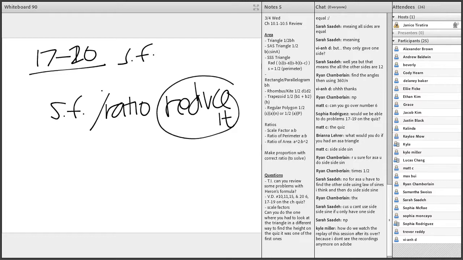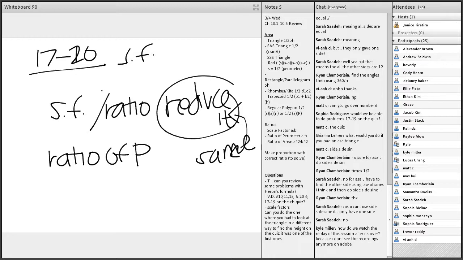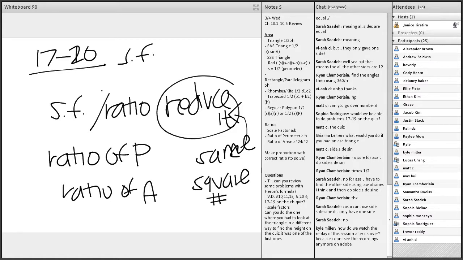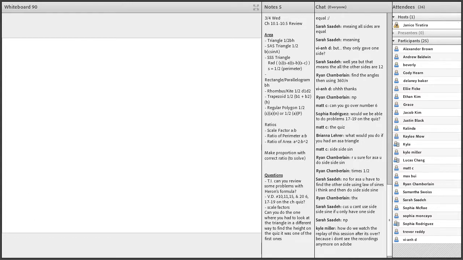Okay. Then if you have that answer and if it's asking you what's the ratio of the perimeter, it's the same exact answer. And if it's ratio of the area, you got to do one step extra. You have to square the numbers. So, for instance, if scale factor was A/B, ratio of perimeter would be A/B, but ratio of area will be A²/B².